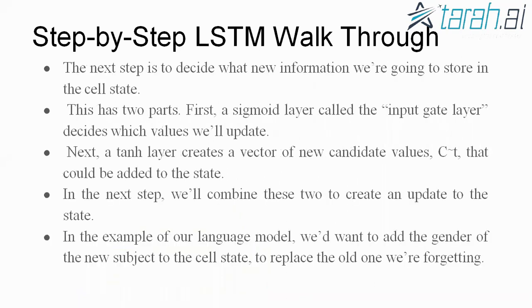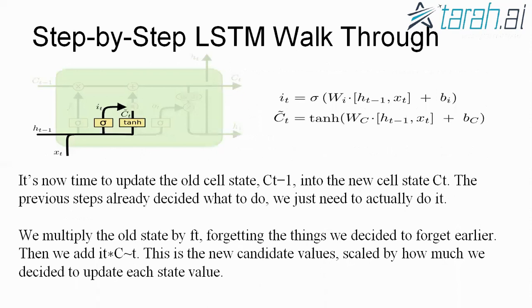Once you've obtained the forget gate, the next is what we call the input gate. It decides what new information we're going to store in the cell state. First, there is a sigmoid layer. Then there is a tanh layer, which creates candidate values that need to be added to the current step. Then we combine both of them to create an update to the cell state. So in our language model, we would want to add the gender of the new subject to the cell state to replace the old one we're forgetting.